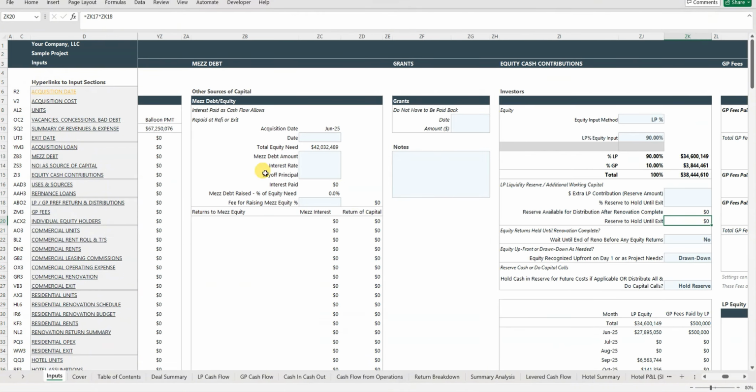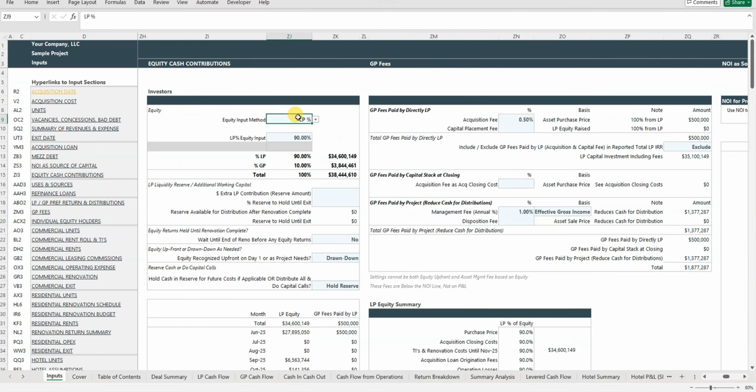The model can do mezz debt, grants. On the equity side, I can tell the model different ways of saying how much the LP or the GP put in respectively on a percentage basis or a dollar basis. The model determines how much total equity you're going to need based on all the other inputs in the model. So you don't input equity directly, it solves it for you. And I can say in this case, I'm just going to have the LP put in 90% of the money, so they're putting in $34 million.